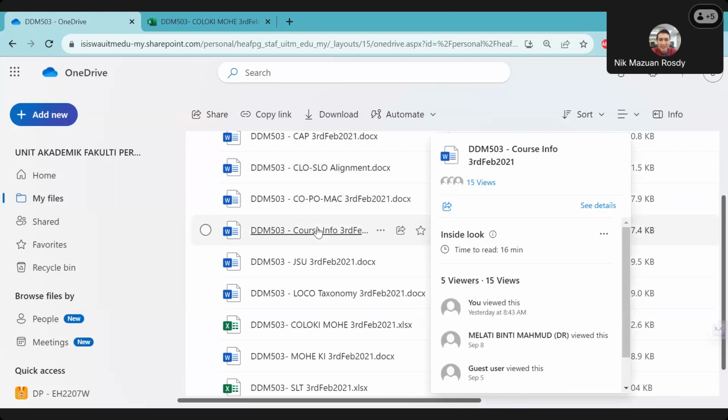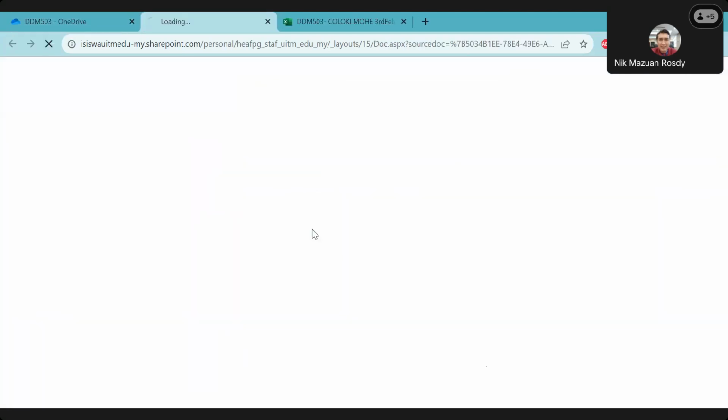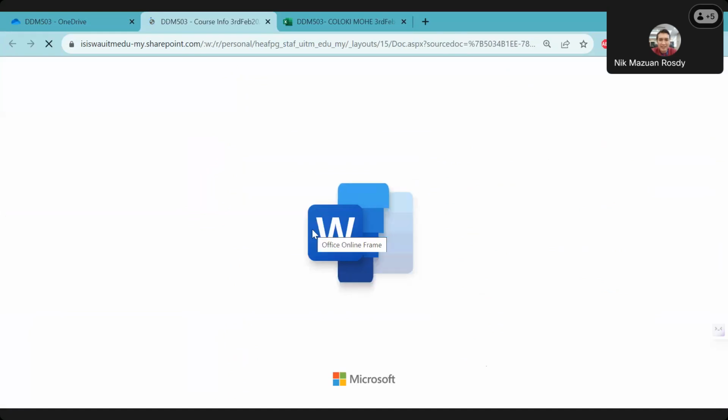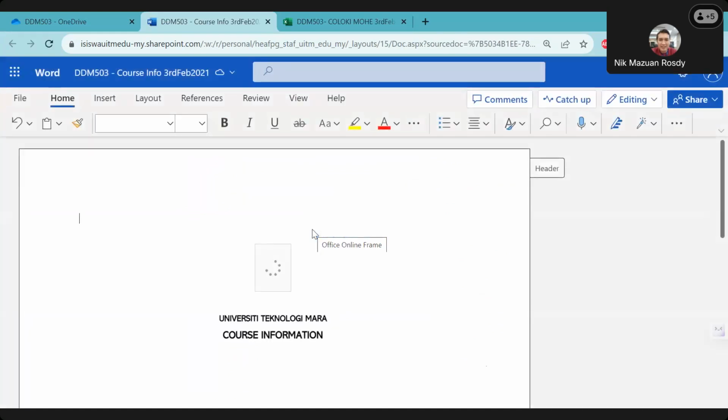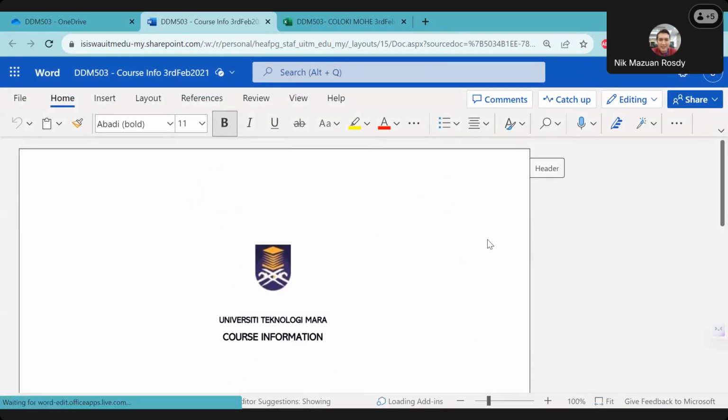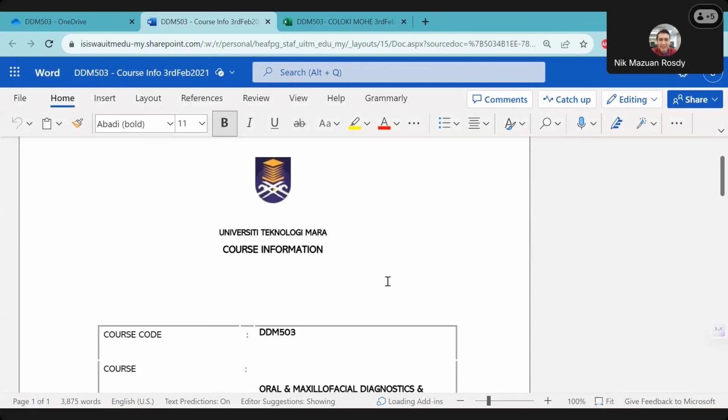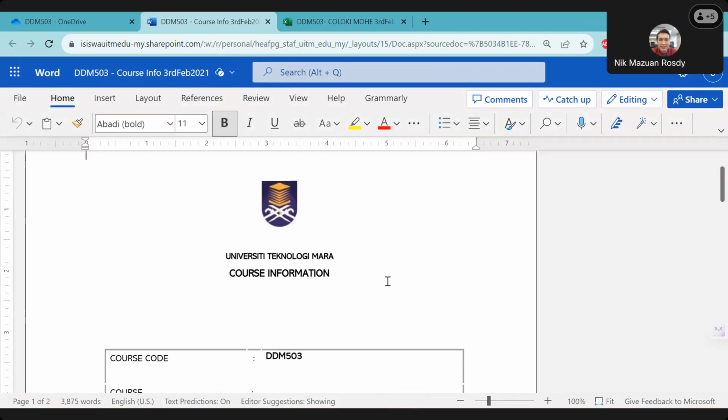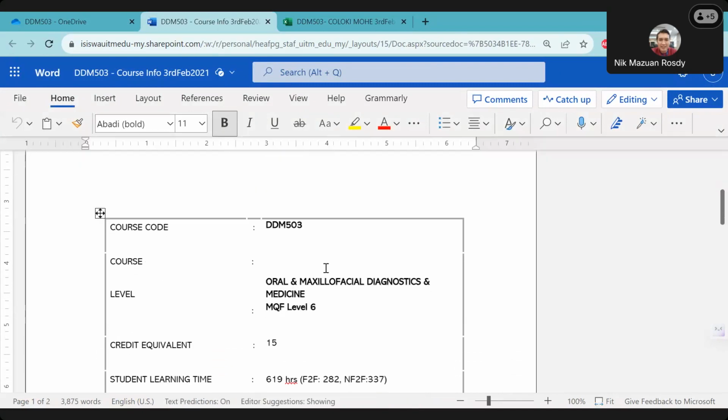The first document is the course info. I think this is quite straightforward, but still maybe some of you can improve on the content. Formatting wise, similar to DDM 503, when we open it in the OneDrive, the format will shift a little bit, so just bear with me. The course name in capital letters.